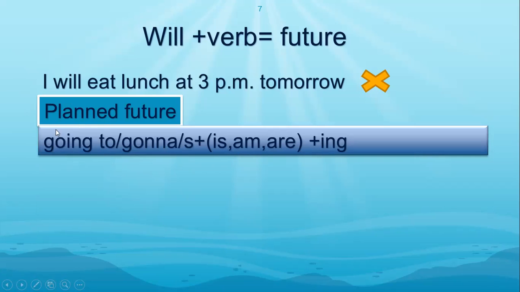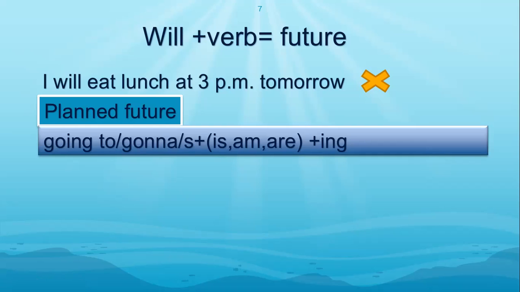You can say I am going to eat lunch at 3 p.m. tomorrow. Or else you can say I gonna. I gonna means I am going to. So when you speak, you say gonna, right? Gonna means going to. You can say I gonna eat lunch at 3 p.m. tomorrow. Or else this pattern, you can say I am eating lunch at 3 p.m. tomorrow. Okay. So do you understand?